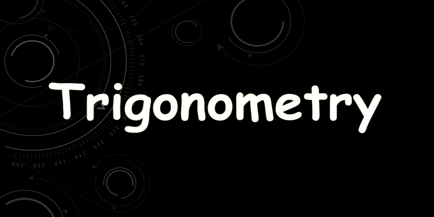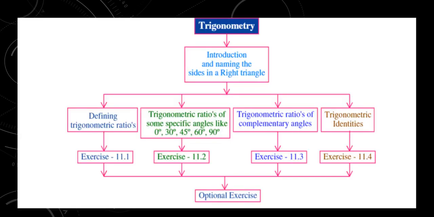So getting into the chapter, these are the contents of this particular chapter. First of all we are going to have the introduction of trigonometry, what is trigonometry, and after that we are going to consider a right angle triangle and name the sides of the right angle triangle based on the conditions that are given.